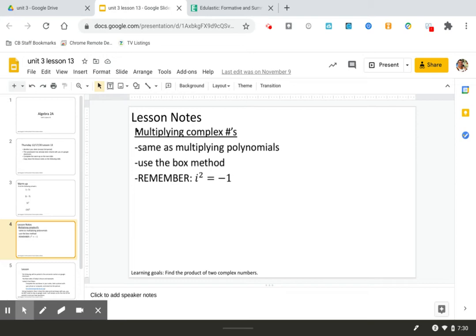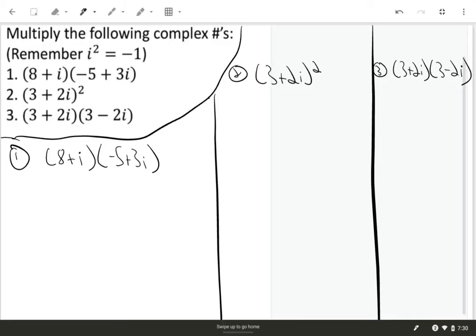Today we're going to focus on multiplying complex numbers, and once again, the way we do that is going to be the same as we multiplied polynomials. So we're going to use the box method to multiply two complex numbers together, just like we did with polynomials. And then when we write our answer, we want to make sure that we use the fact that i squared is equal to -1 to simplify our answer as much as possible. So with that in mind, let's take a look at the first example, and I will go right ahead and set up the box method here.